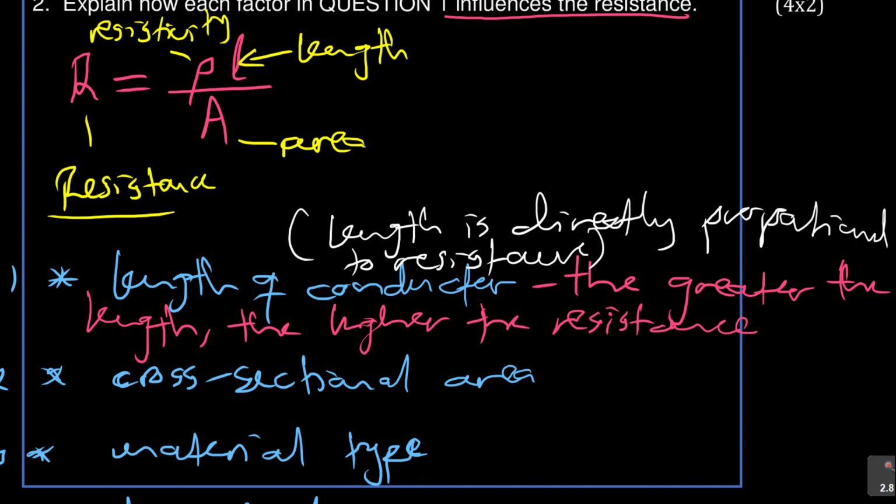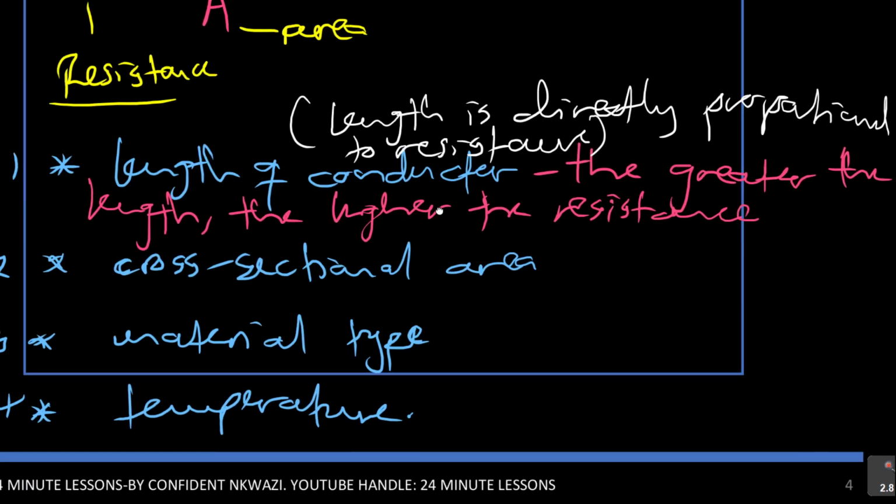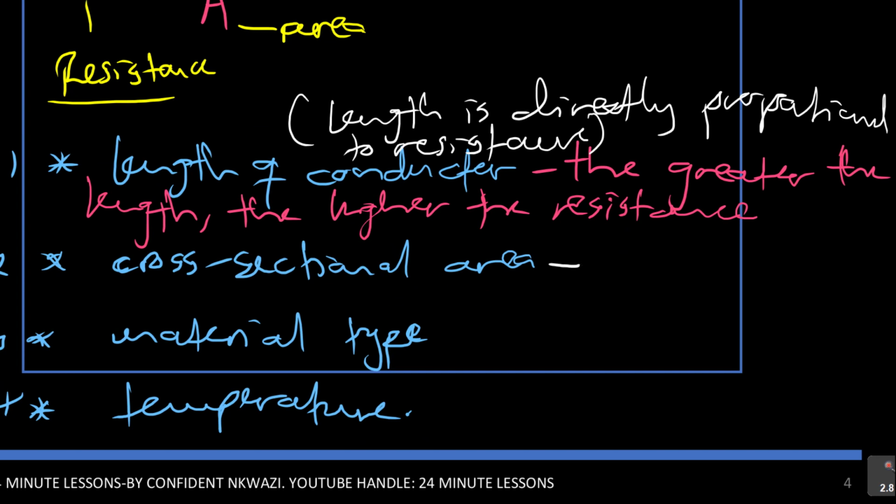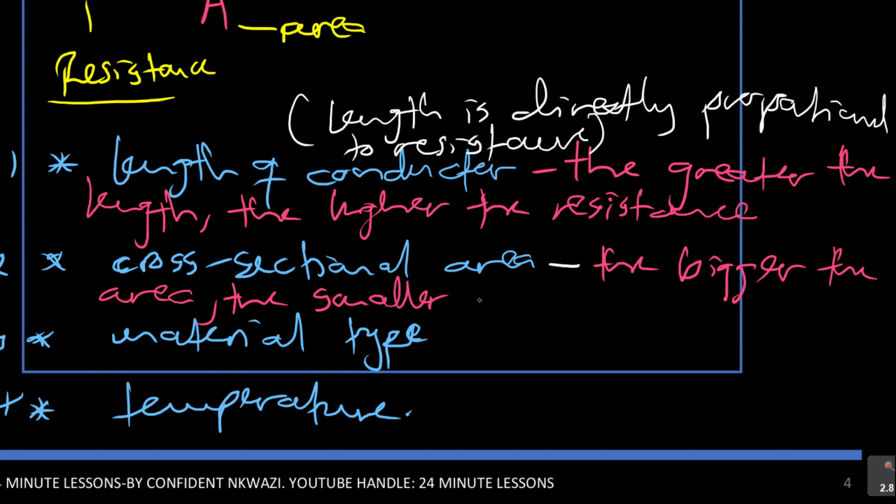The next one, cross-sectional area. Look, it's at the bottom. See, resistance on top, cross-sectional area is at the bottom. So the one is the inverse of the other. So what you're going to say with the cross-sectional area, the bigger the area, the smaller the resistance. You do the opposite. Or you can say the cross-sectional area is inversely proportional to the resistance.